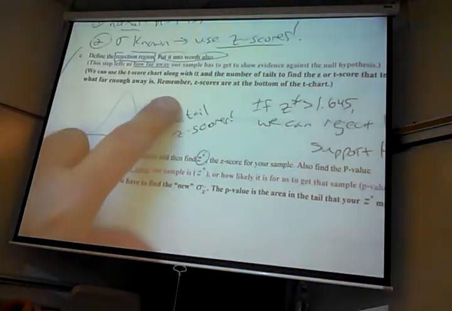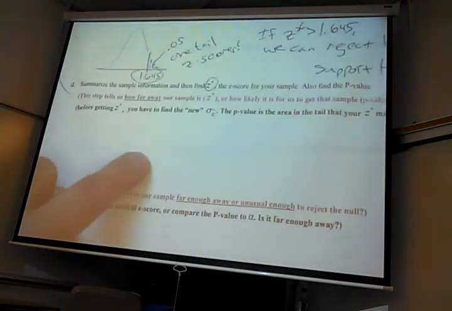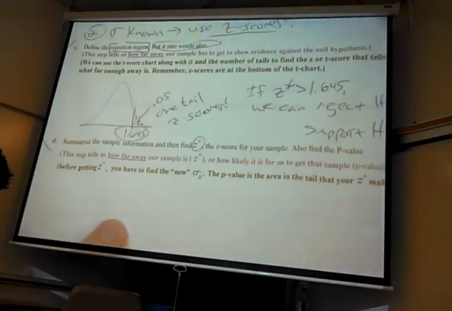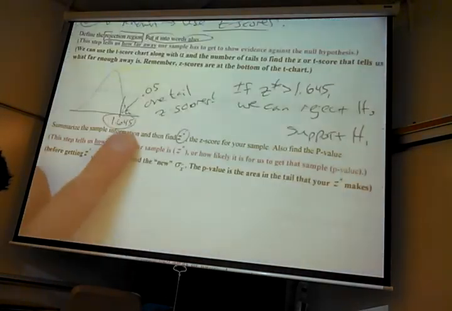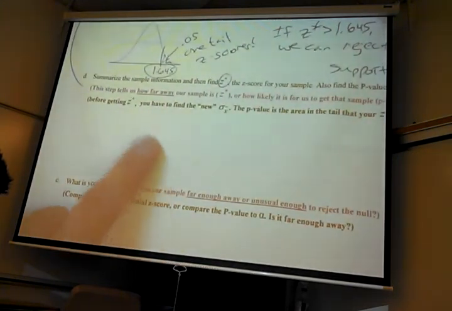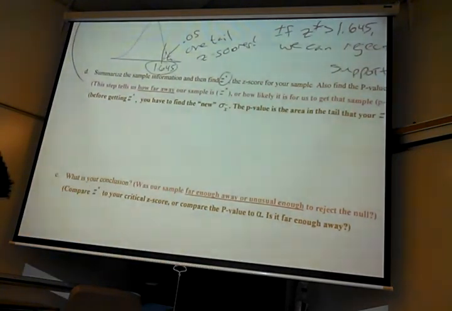So these two actually are the heart of a hypothesis test. How far away do I have to get? How far away did I get? Right. C sets up the benchmark: how far away do I have to get? And then D says, okay, how far away did I get?